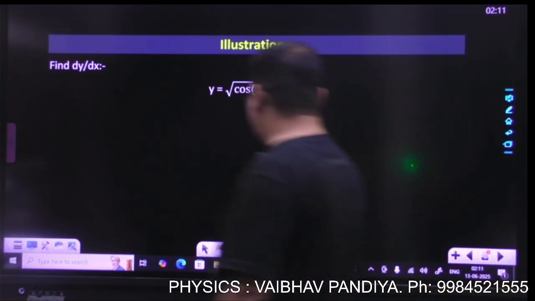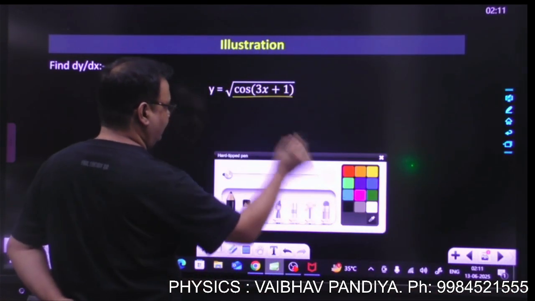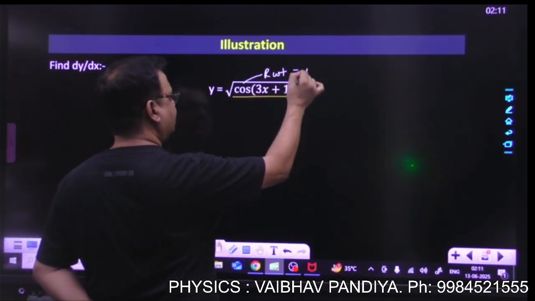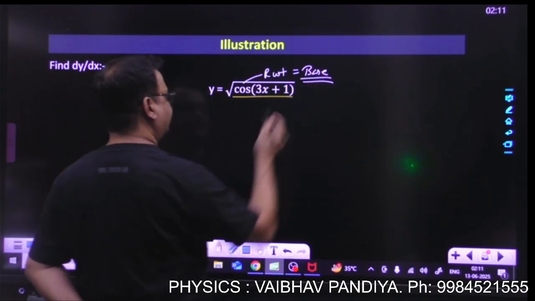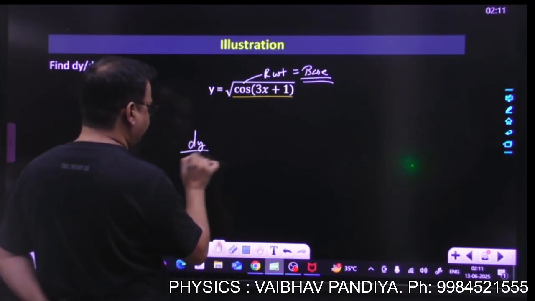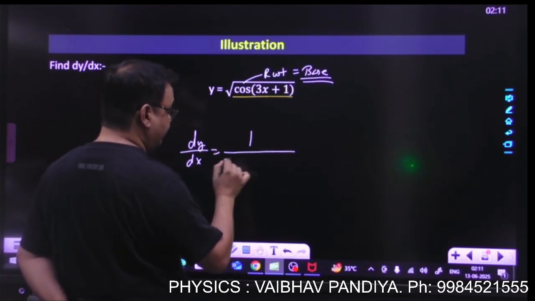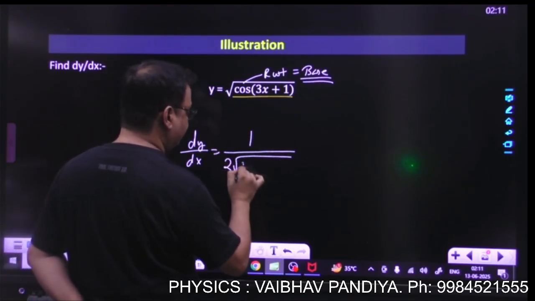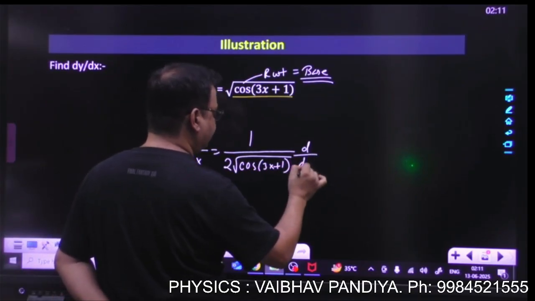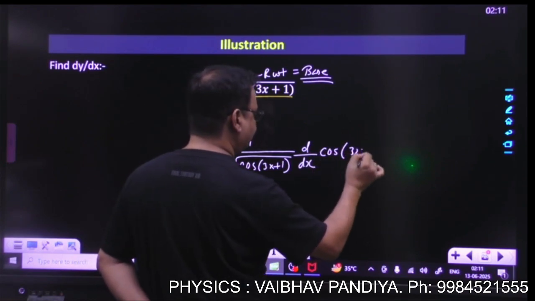Okay, now let's see. Y is equal to under root cos of this thing. So we have the base function as the root. Root is the base function, and this is the argument. So dy by dx is, first differentiate the root. The root has a derivative of 1 by 2 root of the same thing. So you'll get cos 3x plus 1. Now you will form the chain: d by dx of whatever is inside the root, cos 3x plus 1, correct?